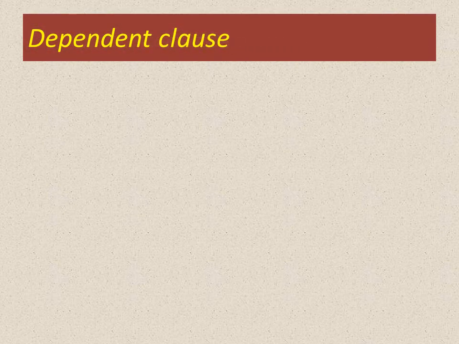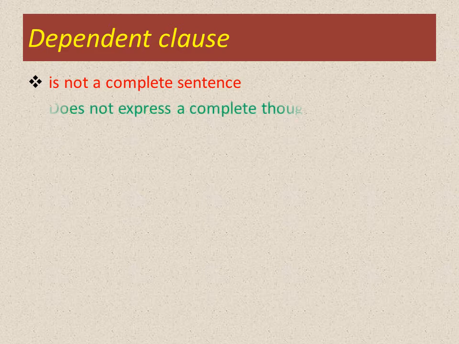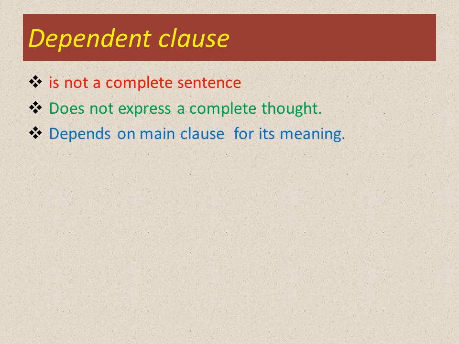Students, let us see the next one. Dependent clause or subordinate clause. A dependent clause is not a complete sentence. It does not express a complete thought or a complete meaning. It depends on main clause for its meaning. So the dependent clause depends on main clause for its meaning. It does not express a complete thought or meaning. It is not a complete sentence.